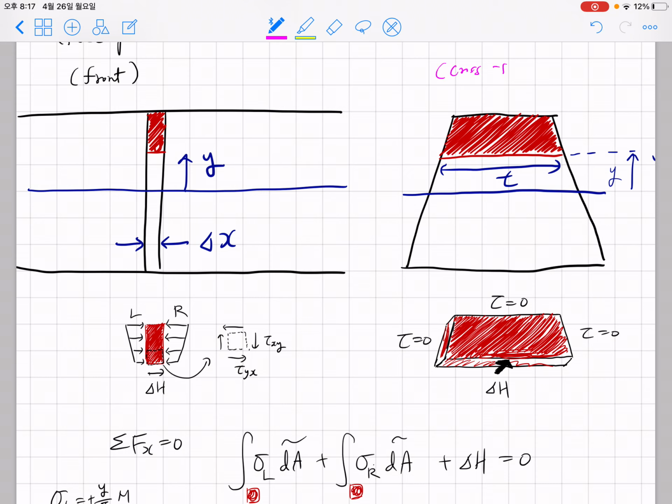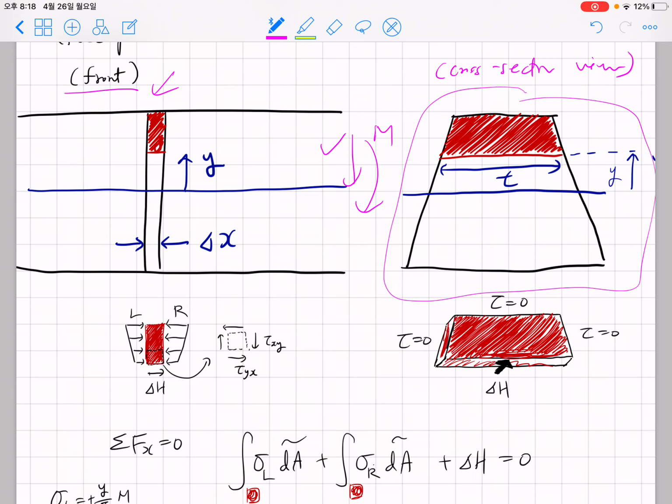Okay, cross-section view. So this is a beam, possibly under a moment and shear force, somewhere away from this infinitesimal, very thin imaginary volume, and this is the front view. Suppose that we are considering this symmetric cross section, and what we derived before was the equation for the force and the shear stress on this cross-sectional plane.